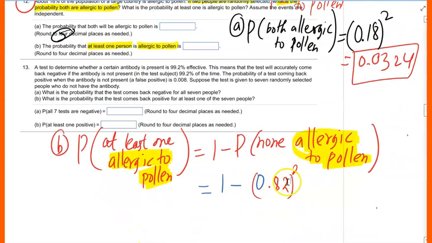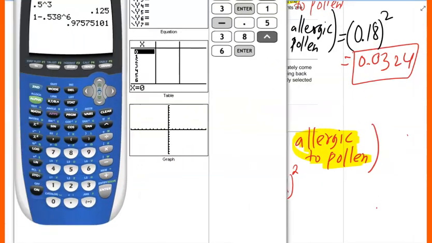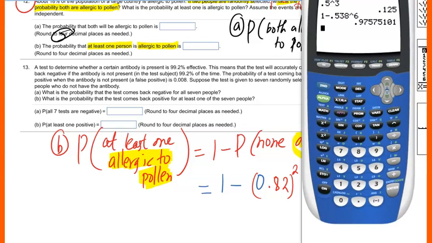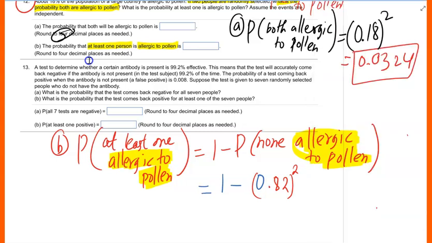If you multiply 0.82 to the power 2, and if you use a calculator, 1 minus 0.82 to the power 2, you get 0.3276, rounded to 4 decimal places. That's the answer, 0.3276. Question number 13.